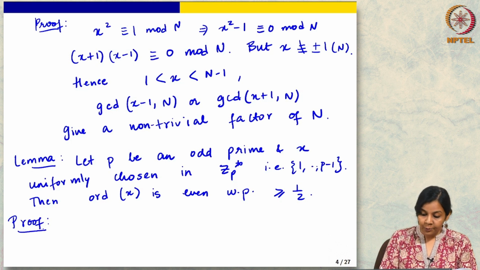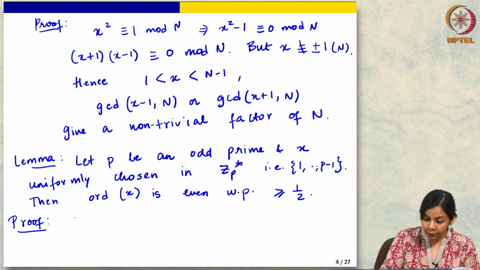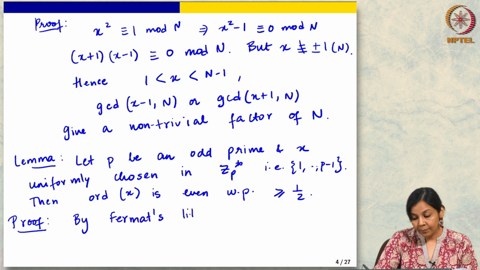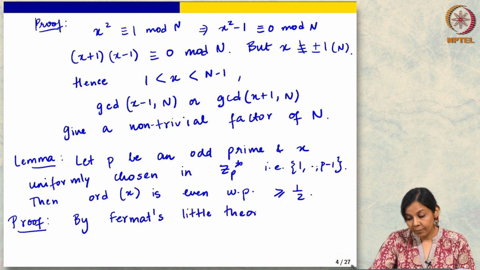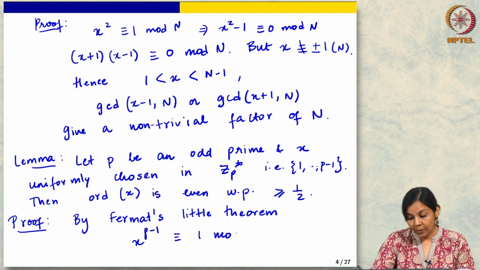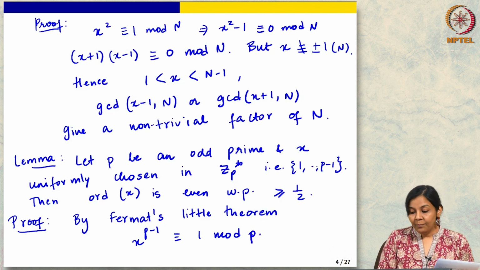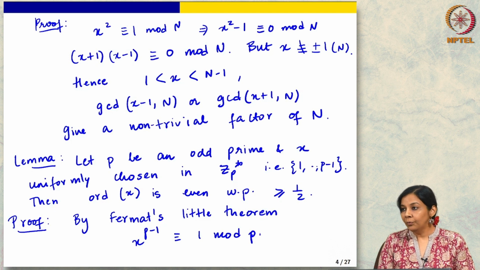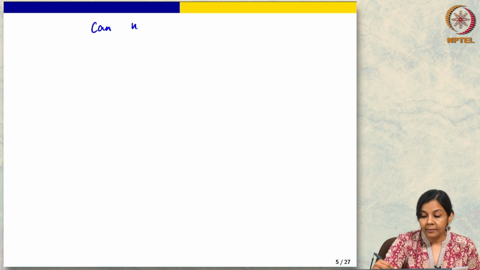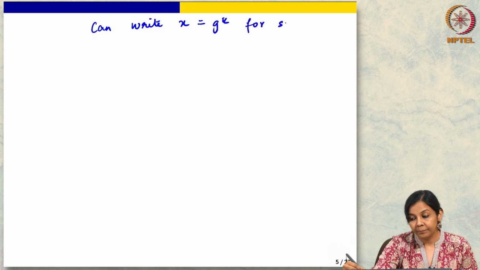So, let us prove this. The proof again will follow in quite a simple way just by using Fermat's little theorem. By Fermat's little theorem, we know that x to the p minus 1 is congruent to 1 mod p. And moreover, in Zp star, as we know, this is a cyclic group with a generator g. So, we can write x as g to the k for some k.